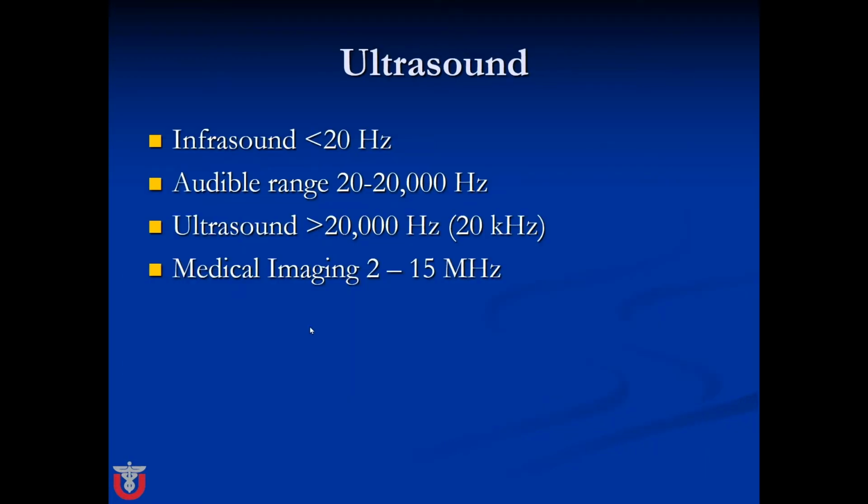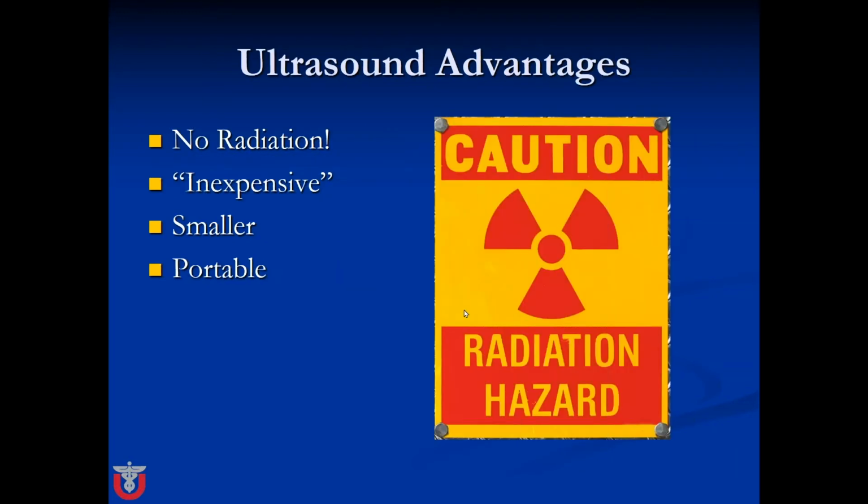All right, so now let's talk more specifically about ultrasound. So audible sound is in the range of 20 to 20,000 hertz. Medical ultrasound is about 100 times that. It's 2 to 15 megahertz. So it's a much, much higher frequency that we're dealing with.